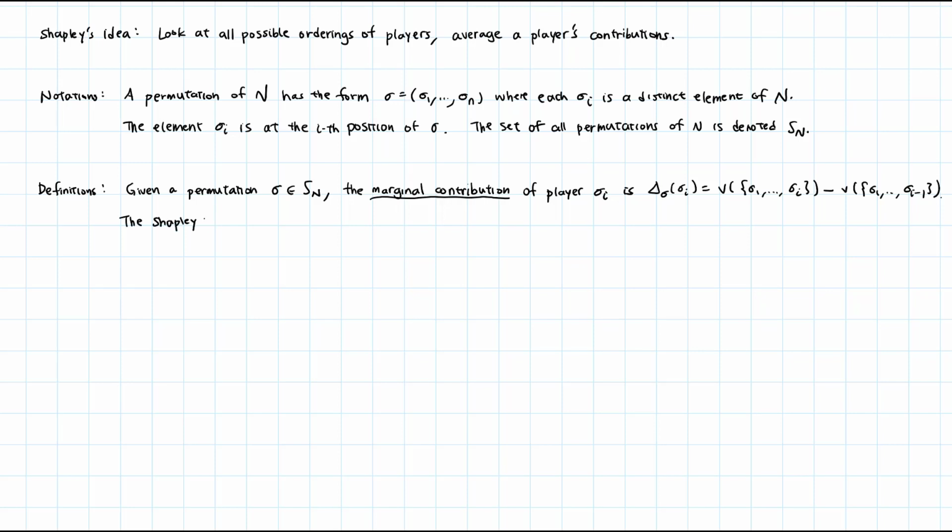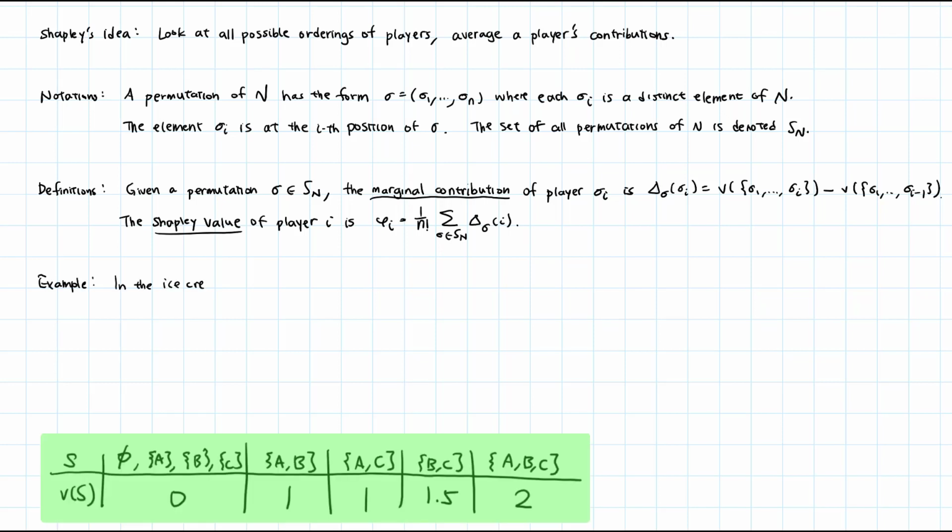The Shapley value of a player i is then phi i, which is equal to 1 over N factorial times the sum over all sigma in S sub N of delta sigma of i. The summation here is the sum of the marginal contributions of i over all possible permutations of the players N. There are N factorial permutations, so the average will take the sum and divide it by N factorial.